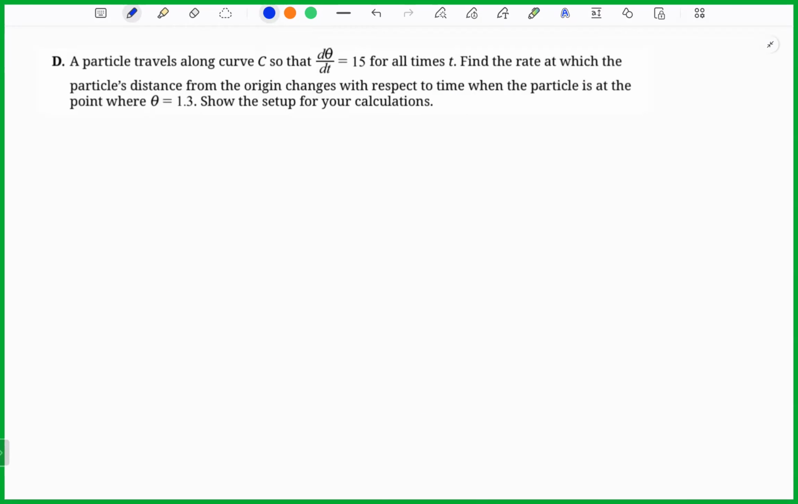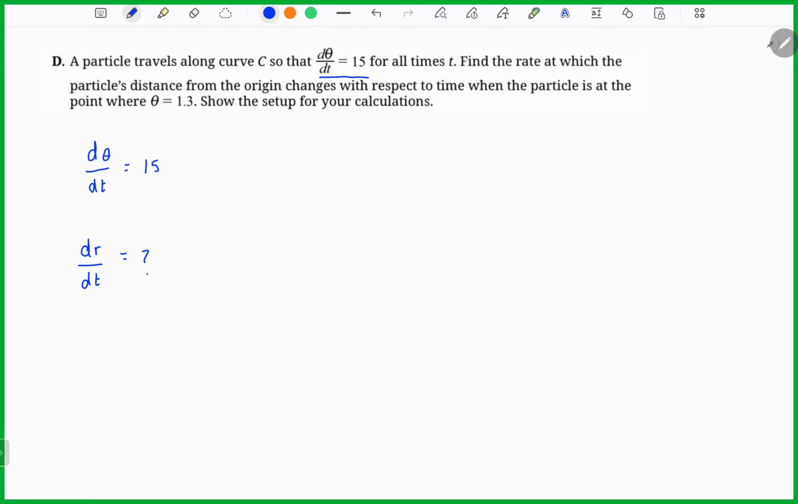Last part D. We're told that a particle travels along the curve C such that d theta by dt equals 15. Already, that alone is making me think this is probably going to be a related rates problem. Find the rate at which the particle's distance from the origin changes with respect to time. So we're being asked to find dr by dt, evaluated when theta equals 1.3. And we're asked to show the setup for your calculation.